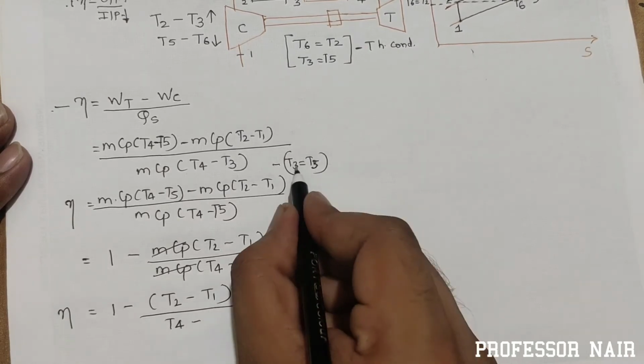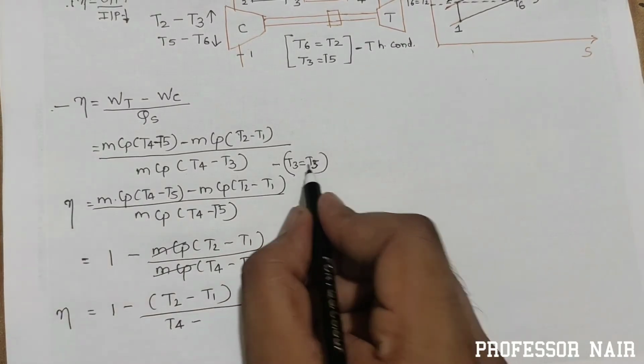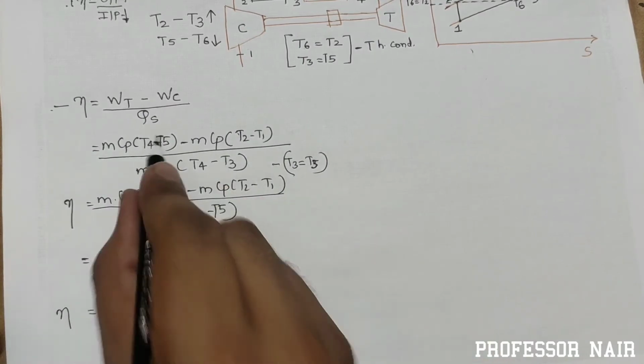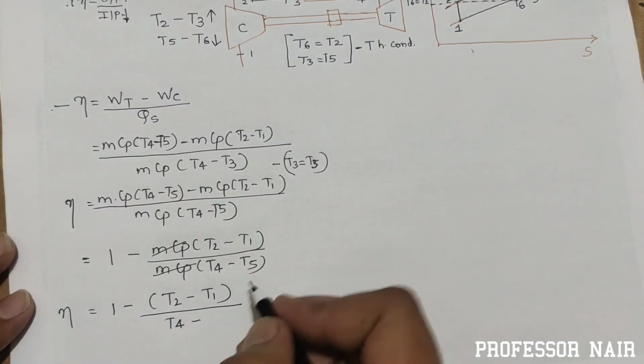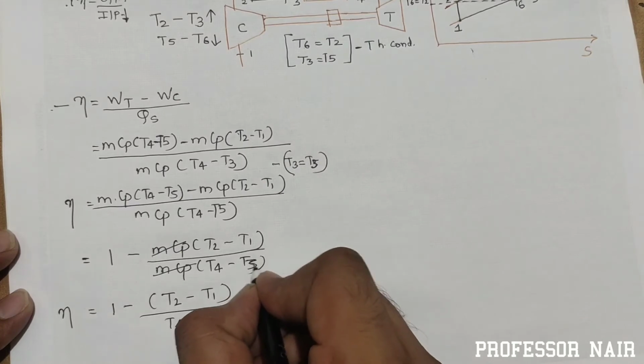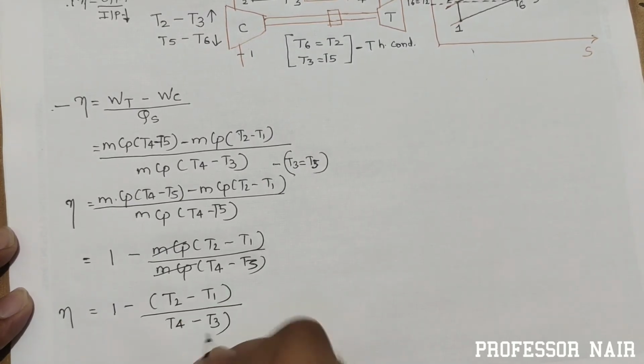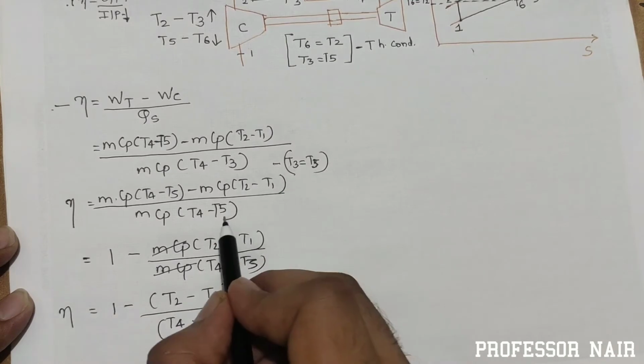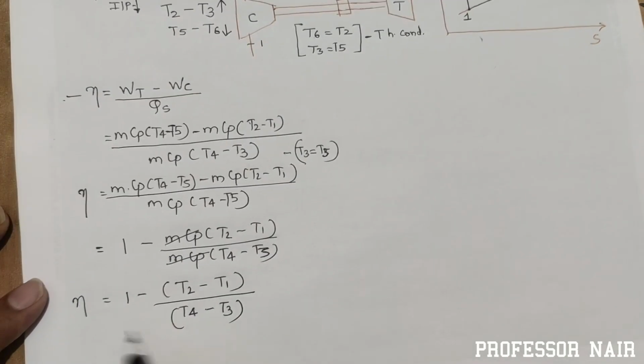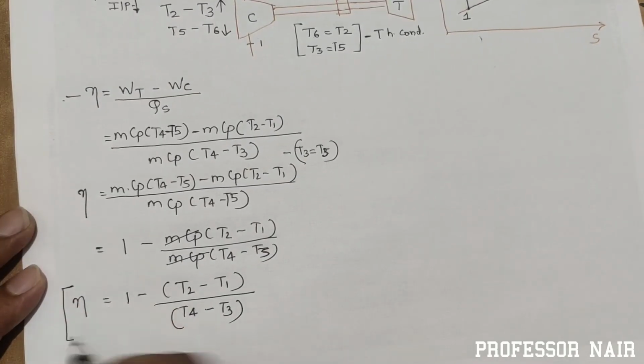minus, okay, I will replace it by T3 only. So T3 would be more simple. So I will write here T3. So T4 minus T3, because T5 is equal to T3. Okay, yes, so this is my final form of equation.